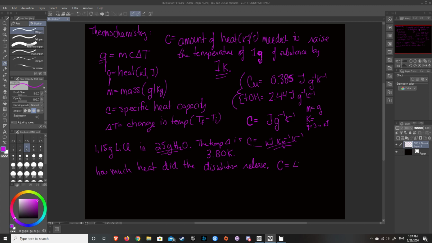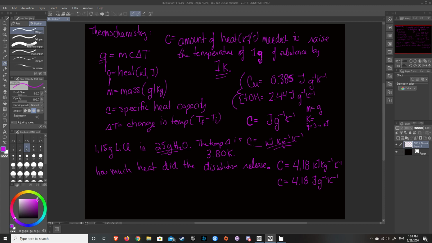And C, the unit, is 4.18 kilojoules per kilogram per Kelvin, which is the same thing. C is the same thing as 4.18 joules per gram per Kelvin. Just because these kilos cancel out, a kilojoule is 1,000 joules, a kilogram is 1,000 grams. 1,000 divided by 1,000 is 1, so it's the exact same thing. So how much heat did this dissolution release?